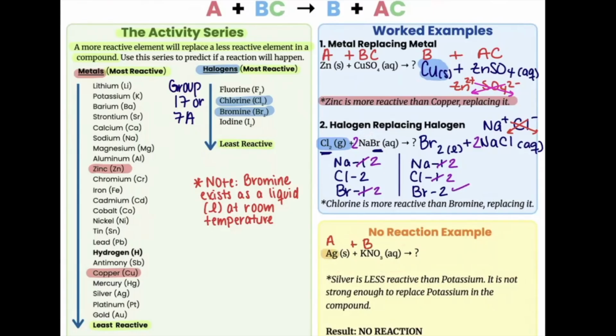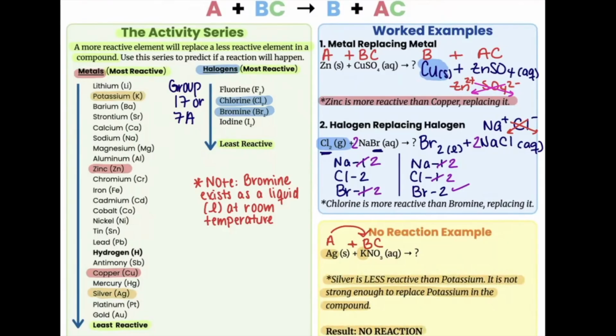You're trying to see if A is stronger than B to kick it out. So you go to the table. And if you notice, silver is less reactive than potassium, not more. So no reaction will occur. Guys, if it can't kick it out, guess what? Nothing happens. You literally write no reaction as the products.